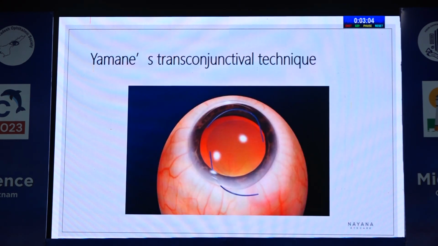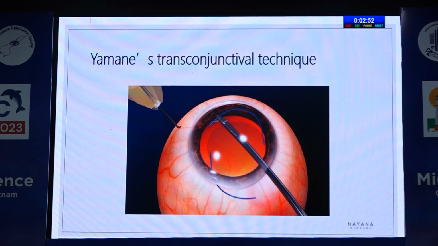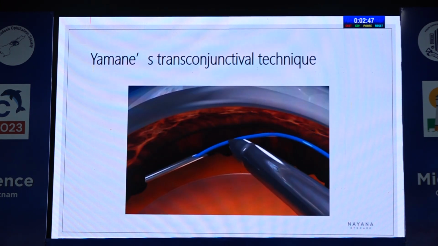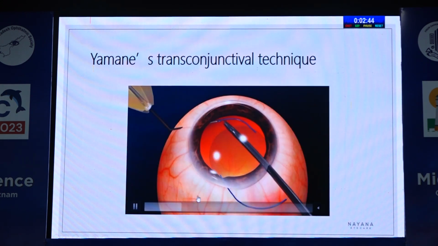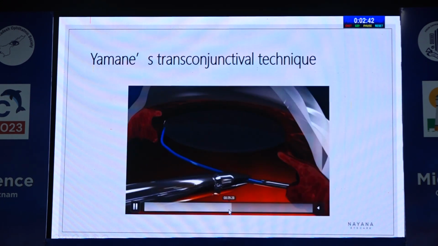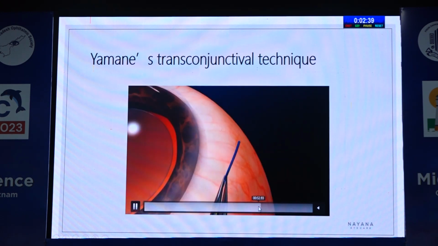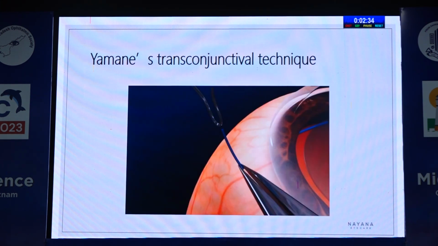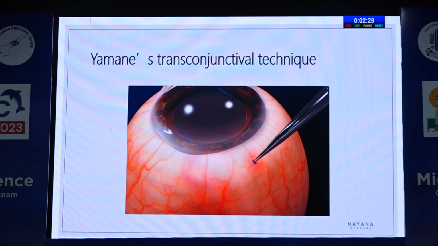A small modification to this is the Yamane transconjunctival technique described by the Japanese ophthalmologist, where a 30 gauge needle is pushed under the iris and the haptics are tucked into the 30 gauge needle on either side. Both the haptics are externalized, and once they are externalized, cautery is applied to the tip so that there is slight deformity of the haptics, and these are then pushed towards the sclera.